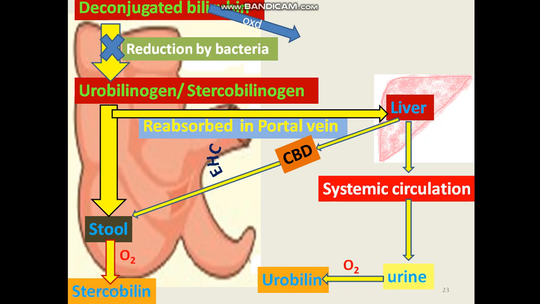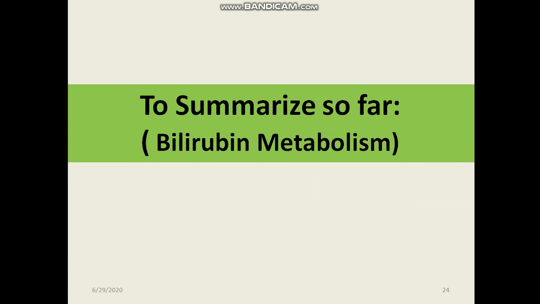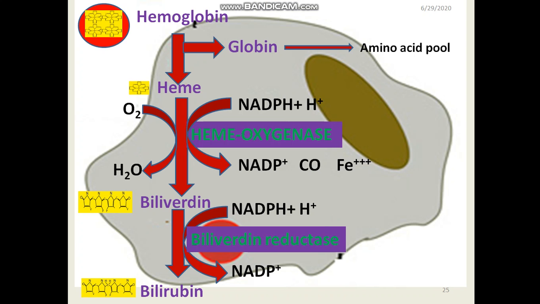If these bacteria are reduced due to ingestion of antibiotics, the deconjugated bilirubin is oxidized to biliverdin, which imparts a green color to stool. Now, what we have studied so far in bilirubin metabolism.